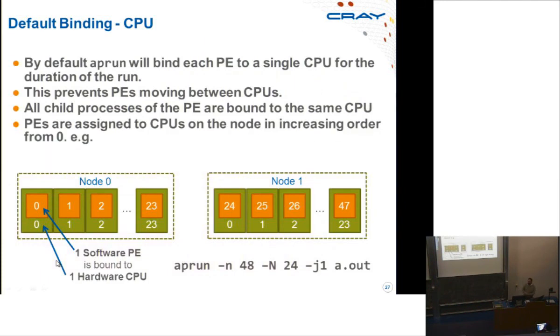Again, if we look at how things are bound by default, we're going to bind them in order. So the first 24 ranks go on the first node, the second 24 ranks on the second node, and we're going to bind them for the life of the process. So we use CPU binding. This is the default. It means things don't migrate. So one PE is bound to one CPU.